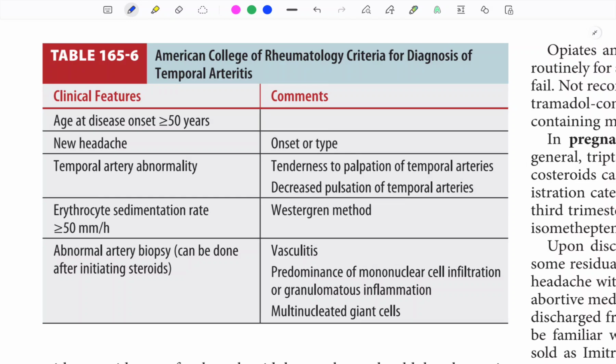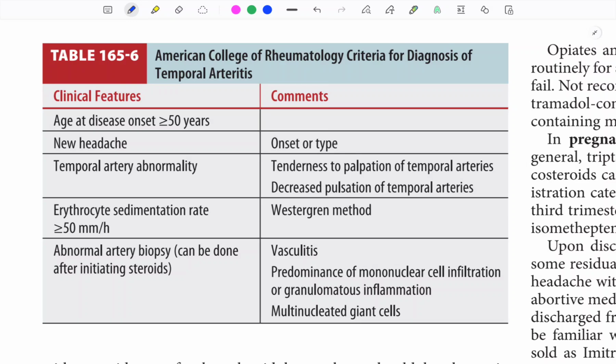It is mostly seen in old people more than 50 years of age, new headache with temporal artery abnormality. You may see pain in the distribution of the temporal artery, you may see fever, and you may see a reddened or cord-like temporal artery, unilateral, tender, with reduced pulsation of the temporal artery, and raised ESR more than 50.